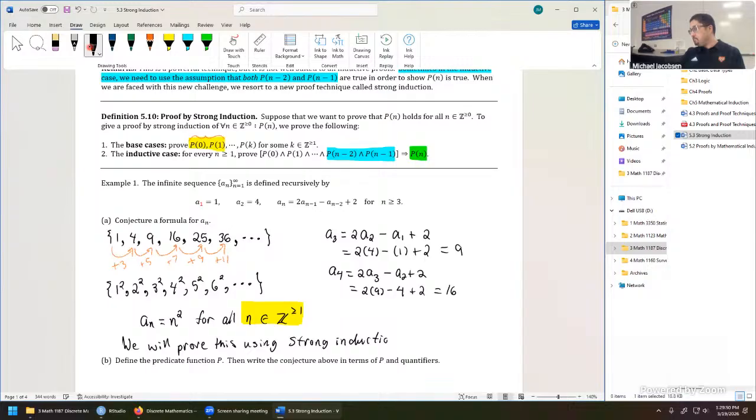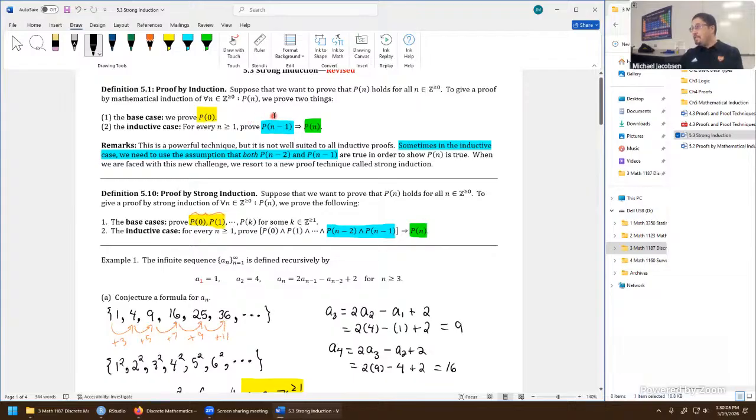And why do we need strong induction this time? It's mainly because we're trying to prove the nth term is n squared, but it refers to two terms back. So if we try to use ordinary induction, that's going to be really tricky. I don't think it would work out at all in this one.